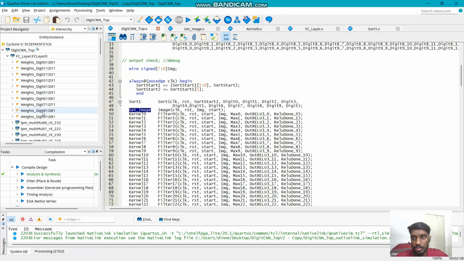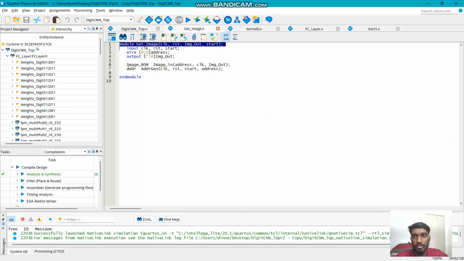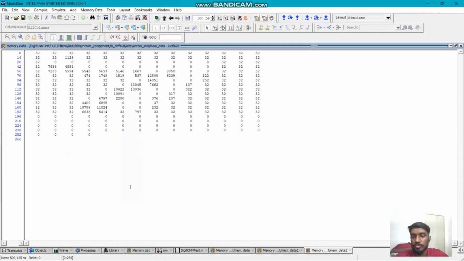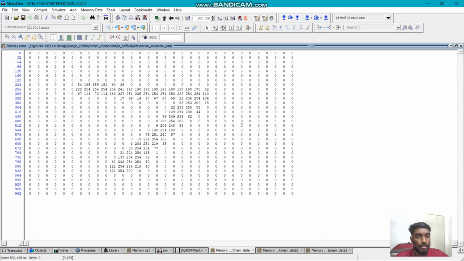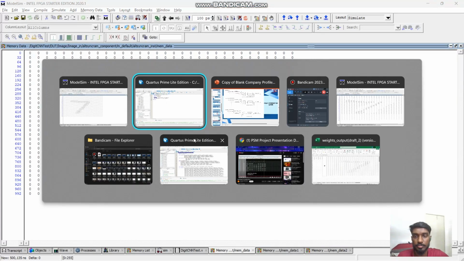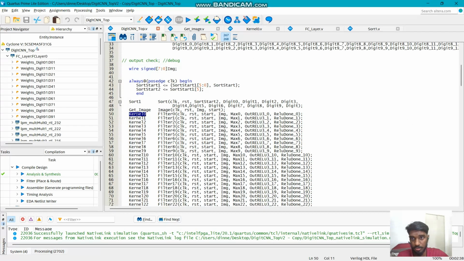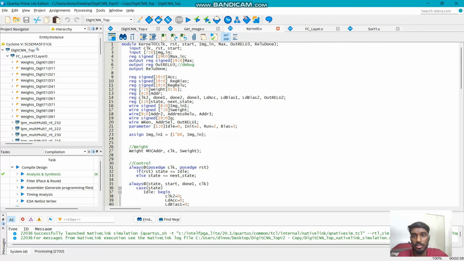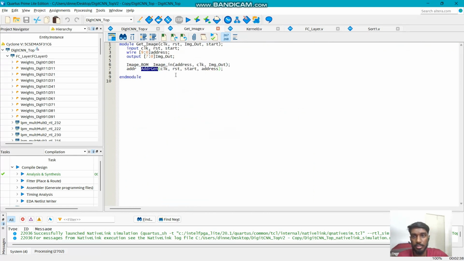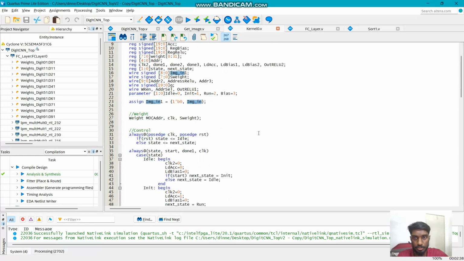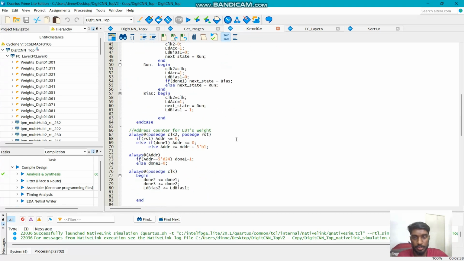It consists of the get image, which is the input image for the ROM. The input image for the ROM we store here, along with the address generator for the image. Okay, for kernel 0, the image in on the get image is multiplied with the weights for filter 0, a 5 by 5 filter.